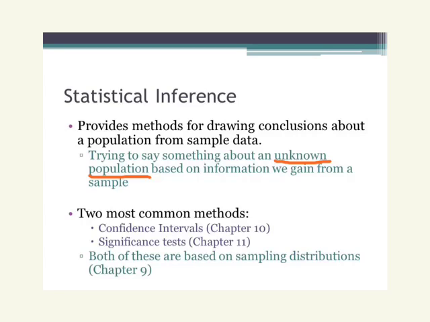As we begin to move into statistical inference, the two most common methods are confidence intervals and significance tests. We're going to deal with confidence intervals here in Chapter 10. We'll deal with significance tests in Chapter 11, and then the rest of the class will continue to build off of these two topics. What's really important to understand is that both of these are based on the information that we just covered in Chapter 9 on sampling distributions. So let's go back and review some of the important information about sampling distributions real quick.